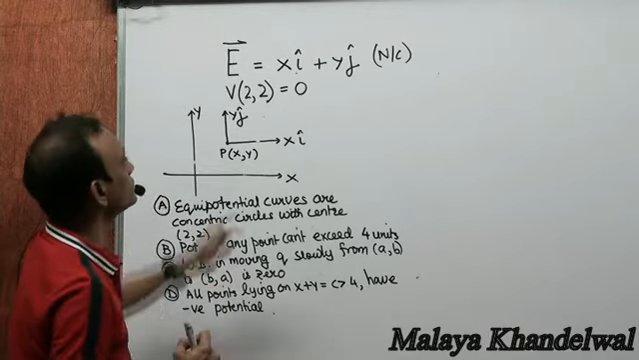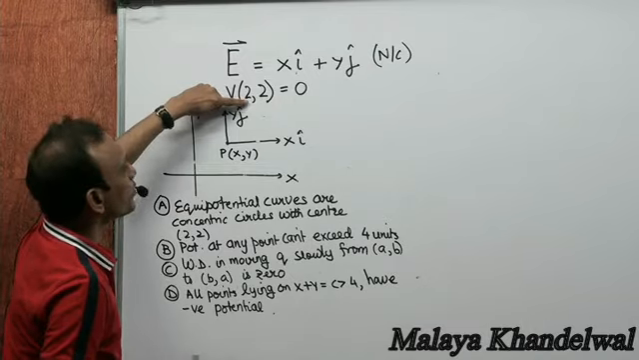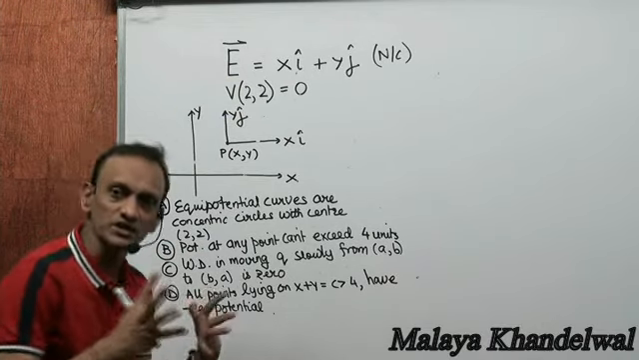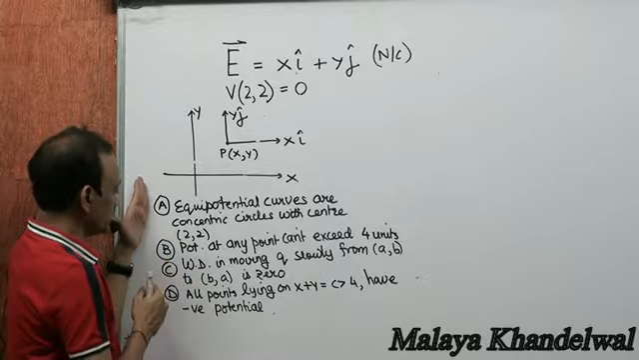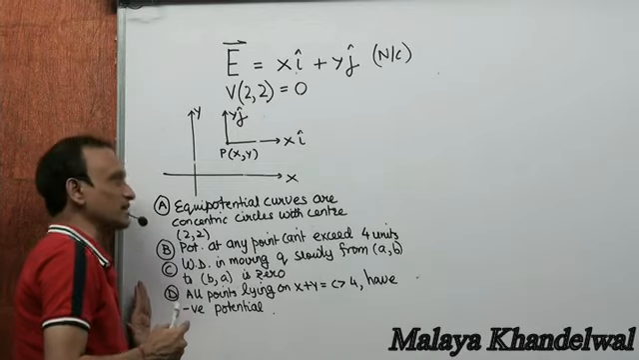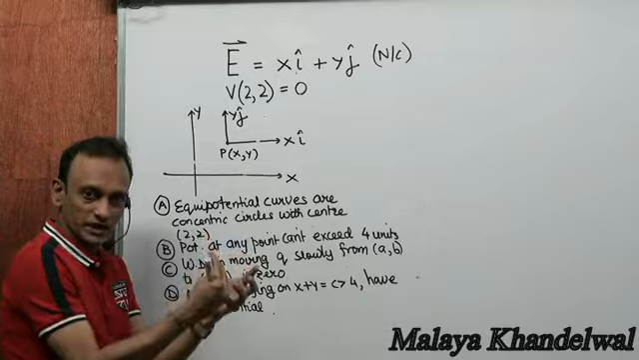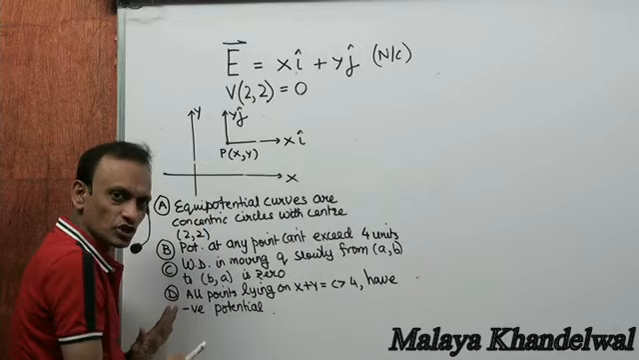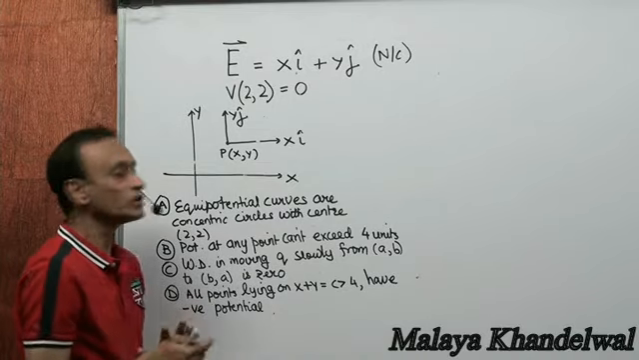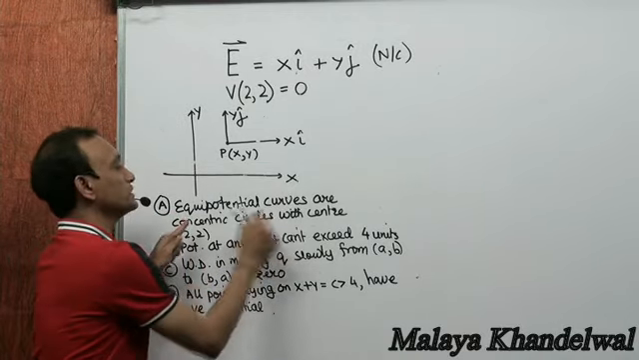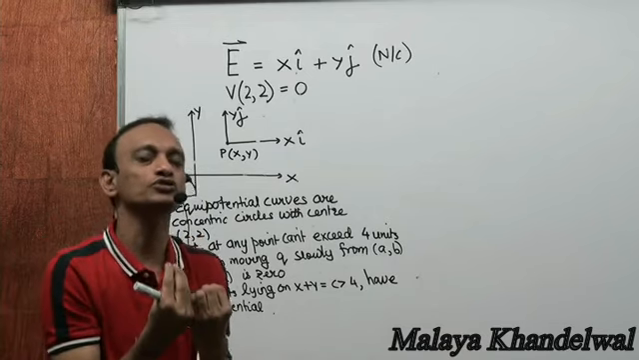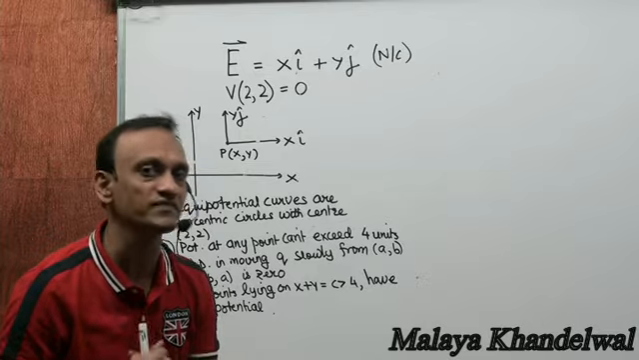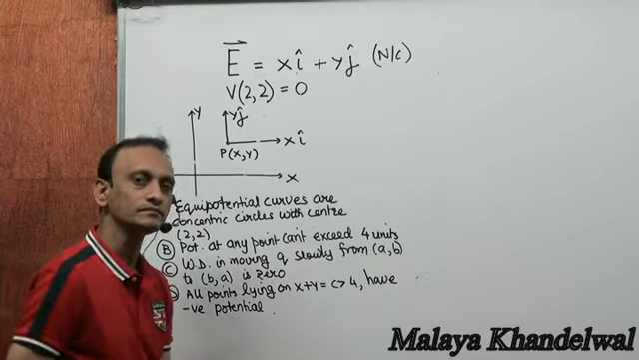And it's also given that the potential at the point 2 comma 2 is taken to be 0, right? Now given this data, we want to explore the following options A, B, C, D. Nature of the equipotential surfaces, then potential at any point. These are various options that we will evaluate. So first of all, equipotential curves. That means let me find out potential as a function of x and y.